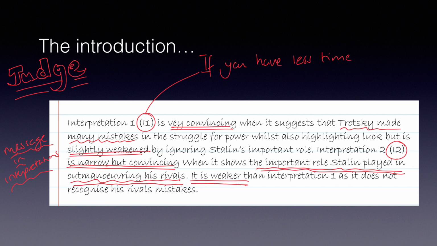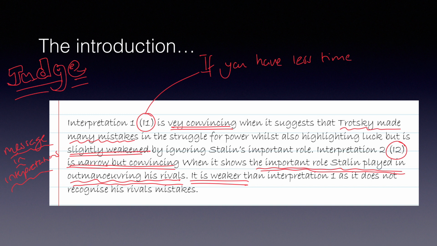So an example of an introduction here then, remember to judge. Interpretation 1 is very convincing when it suggests that Trotsky made many mistakes in the struggle for power, whilst also highlighting luck, but is slightly weakened by ignoring Stalin's important role. So therefore you've got all the judgments in there. Interpretation 2 is narrow but convincing, when it shows the important role Stalin played in outmanoeuvring his rivals. So again, you're telling me the message there, but you're also telling me like what you think of it. It is weaker than interpretation 1, as it doesn't recognise his rivals' mistakes. So very clearly here, I've got to set out an argument that I'm going to argue throughout my answer.